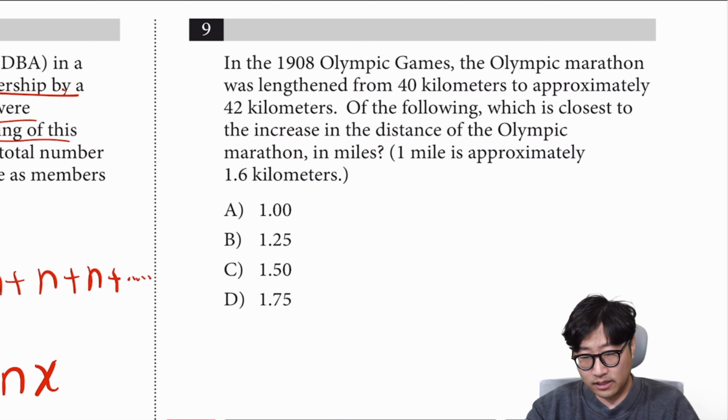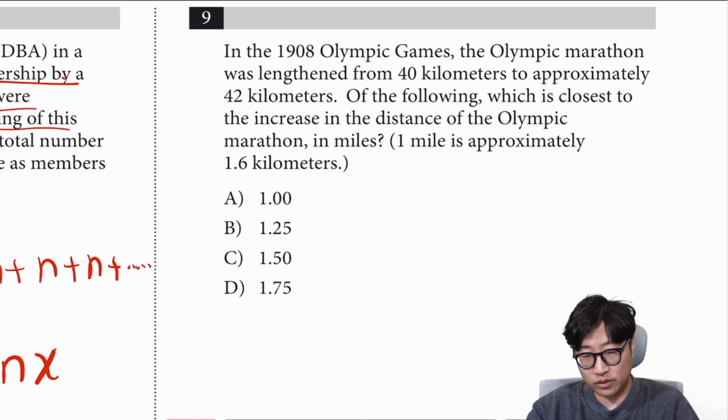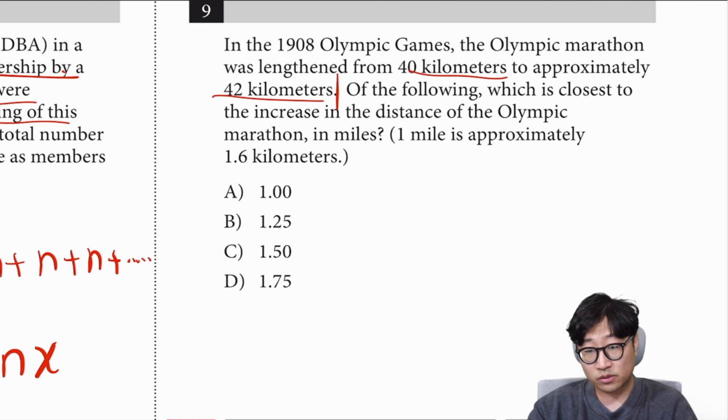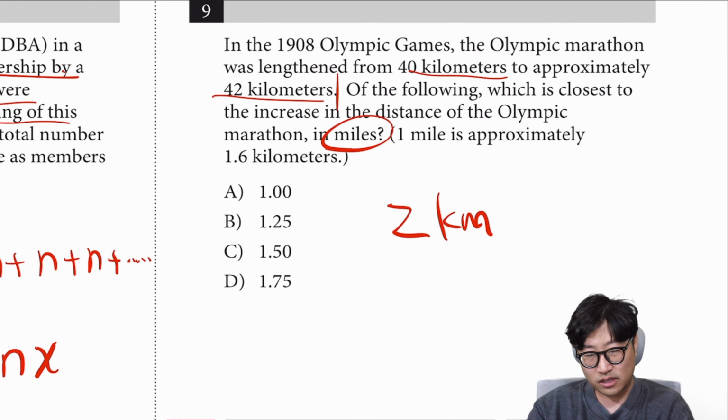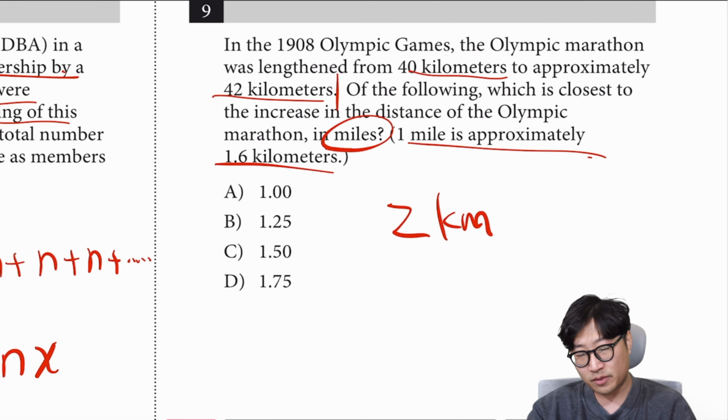Number 9, in the 1908 Olympic Games, the Olympic marathon was lengthened from 40 kilometers to 42 kilometers. Cool story. Which of the following is closer to the increase in the distance of the Olympic marathon? Well, it went up by 2 kilometers. They just wanted it in miles. So just use that 1 mile is approximately 1.6 kilometers, which they gave you.